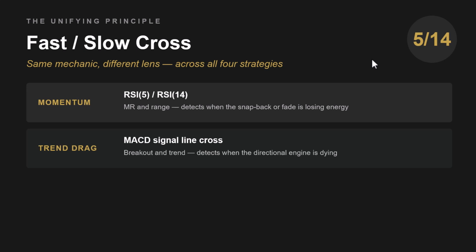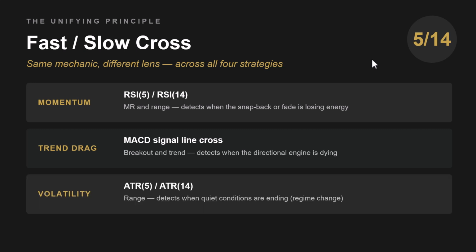If we get the RSI 5 moving over the RSI 14, look for that trend drag, the MACD signal line crossing the top of the histogram if you're long, or beneath the bottom of the histogram if you're short, which suggests that momentum is dying. So momentum perhaps with your RSI, trend drag with your MACD, volatility with 2 ATRs. Worth having a look at as well.